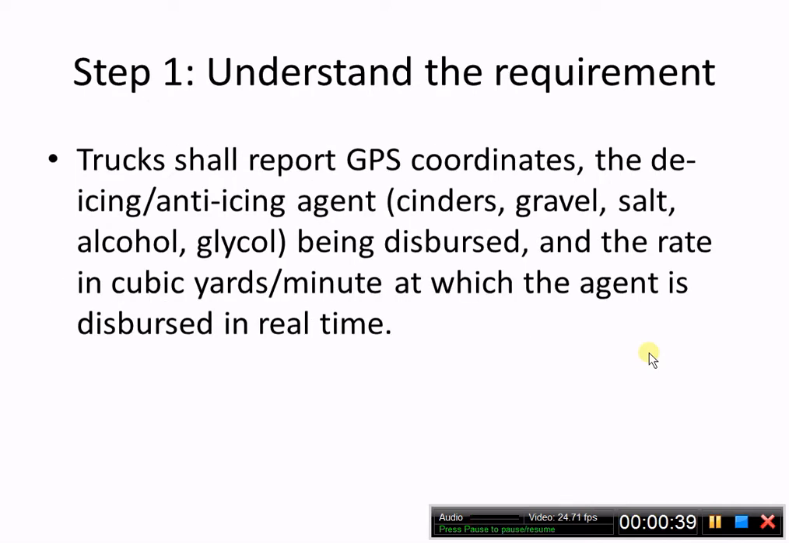Step 1. Understand the requirement. Be sure to know what you are trying to assure. In this case, we are trying to assure that the software and hardware within the icebreaker system are reporting GPS coordinates, the de-icing and anti-icing agent being dispersed, and the rate in cubic yards per minute at which the agent is dispersed in real time is actually happening and accurate.